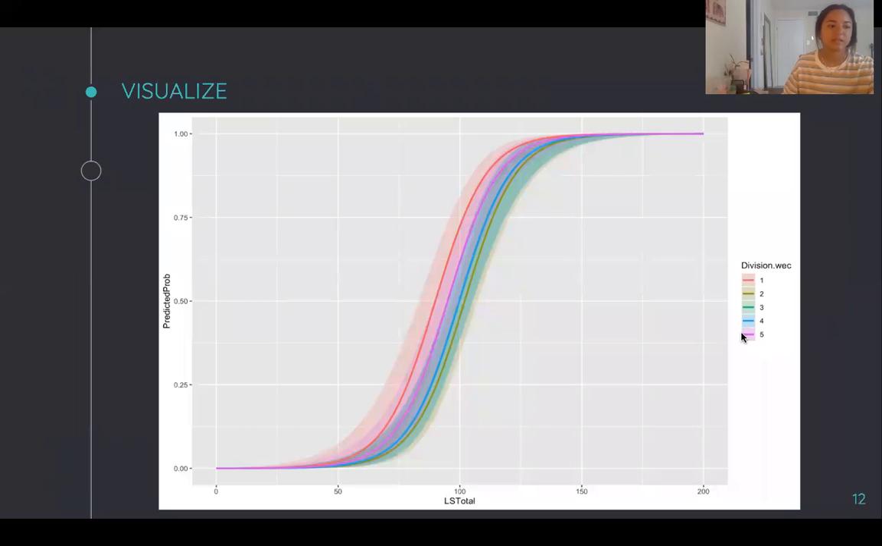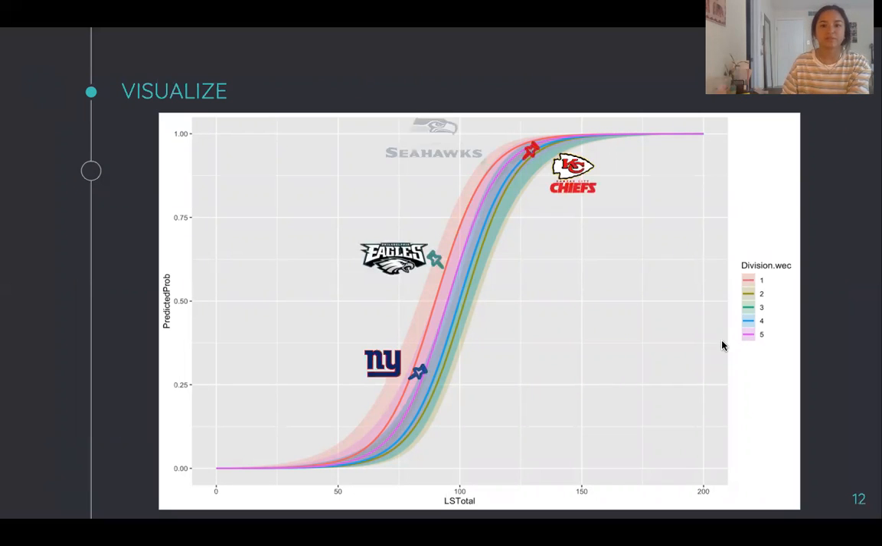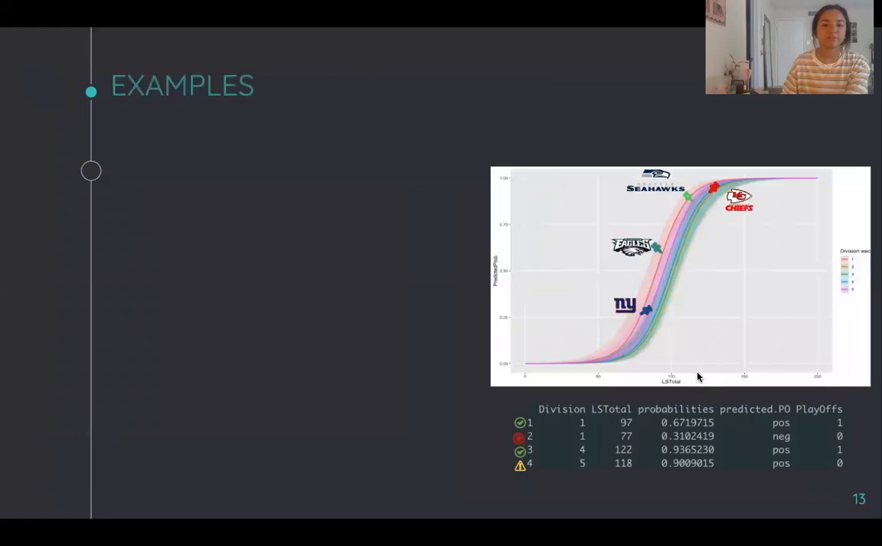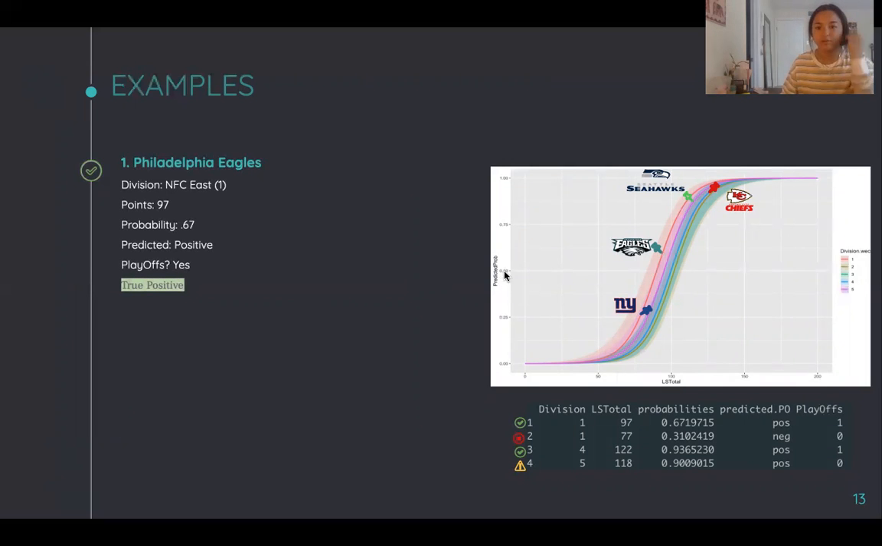So if we're looking at this, this is a plot of our data, and these are just a few examples that we're going to dig into a little bit later. Here we have our examples and our output. What we did was make 0.5 the cutoff for making it into the playoffs or not. The Philadelphia Eagles, who scored 97 points in the last 5 games of their season in the NFC East, which is division number 1, the red line, had a 0.67 probability of making it to the playoffs, which is a positive since it's above 0.5.